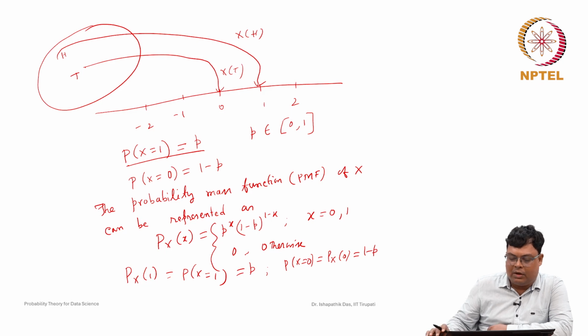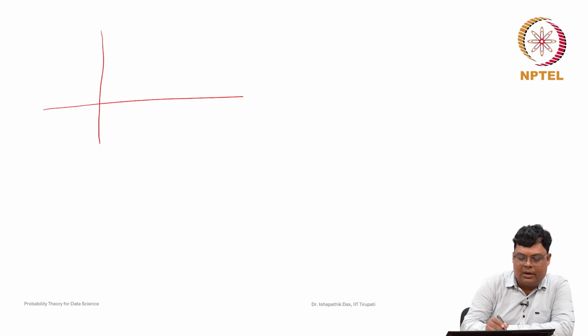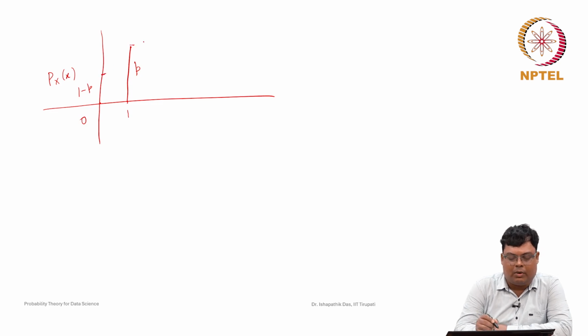Now, if you draw the probability mass function, this is very simple. It may be useful when we discuss other random variables. This is the probability mass function Px of x: at 0 it is 1 minus p, at 1 it is p. Here p may be greater than 1 minus p or less than 1 minus p; we assume p is greater than 1 minus p.